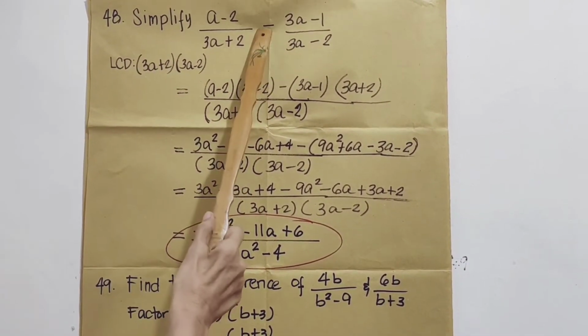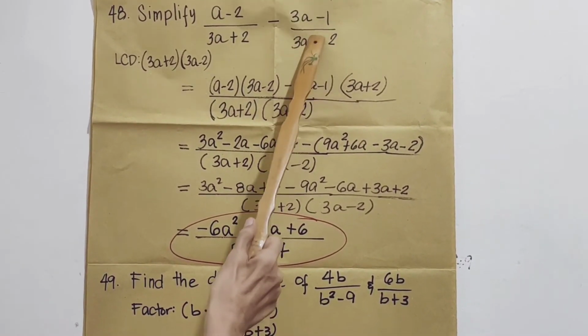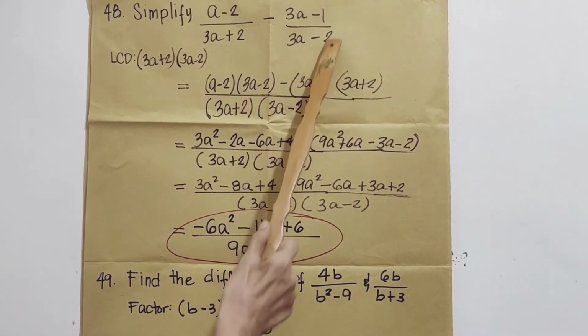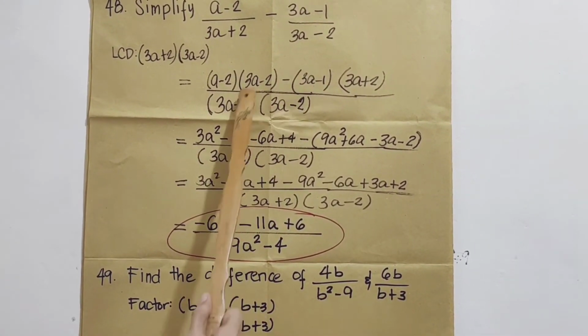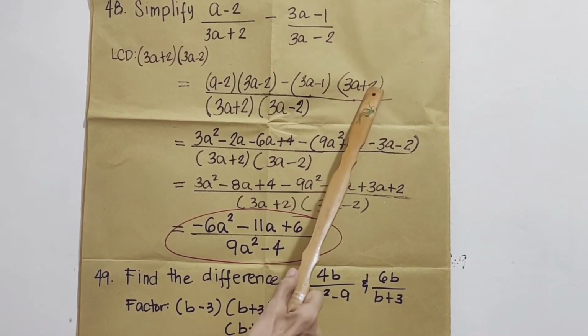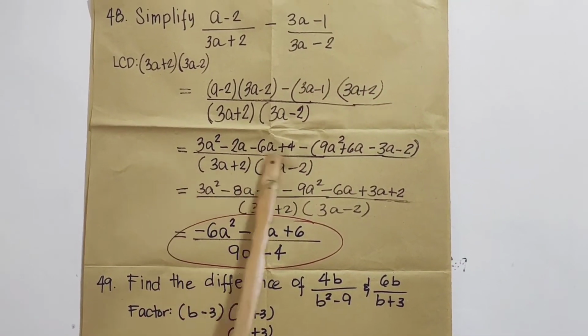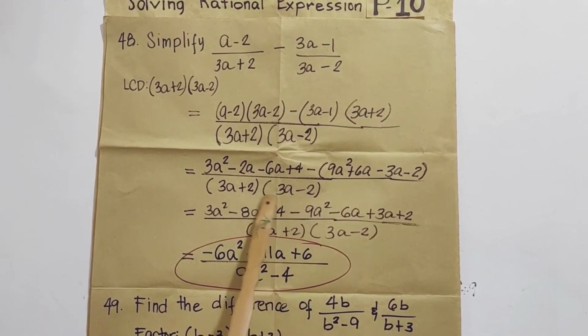Then since it is subtraction, we copy first. Then we divide this denominator, it is cancelled, and the remaining is a plus 2. Then we multiply it to the numerator. So that's why we have a minus 1 times a plus 2. Then draw a line again, then copy the denominator and simplify.